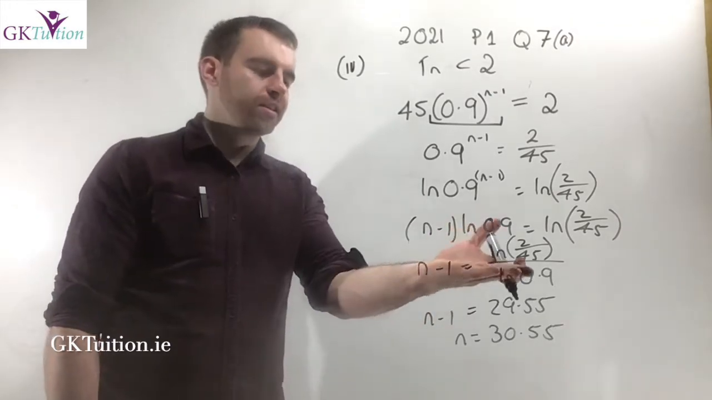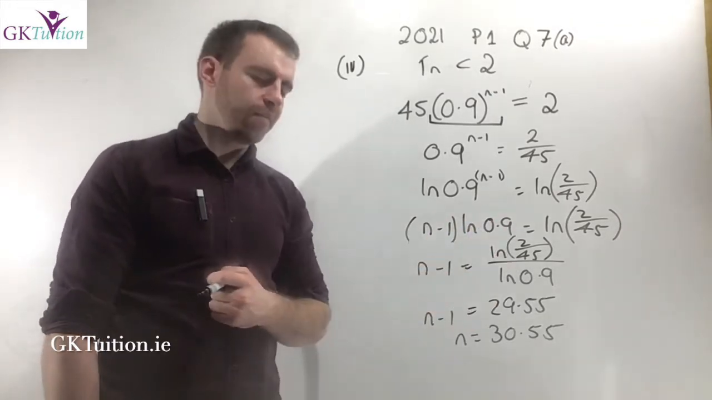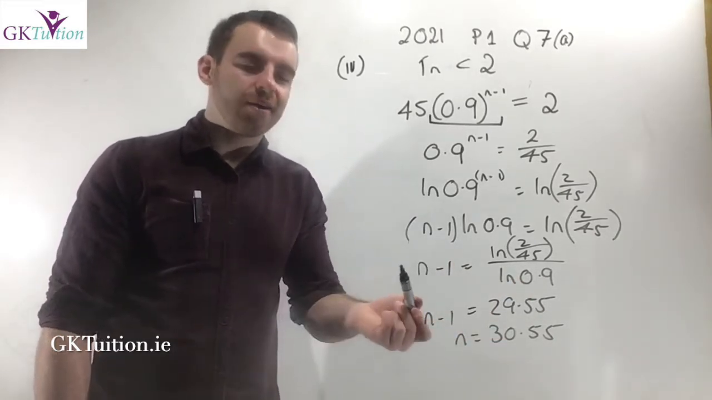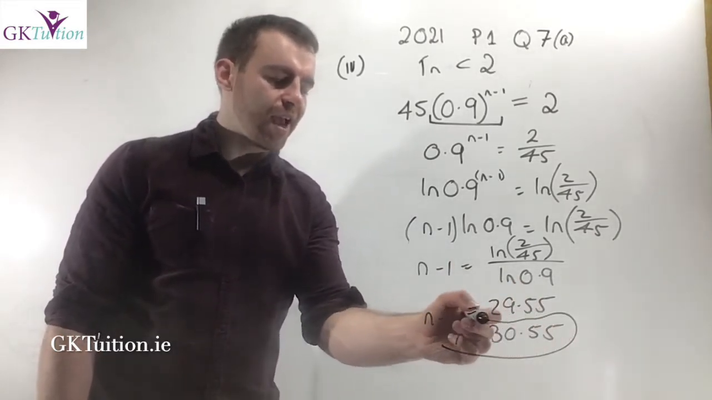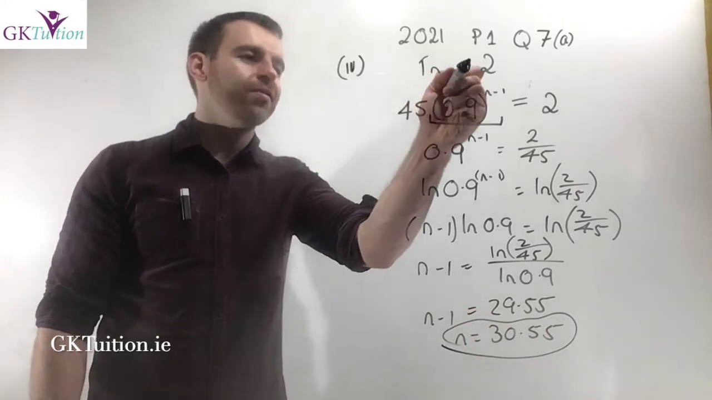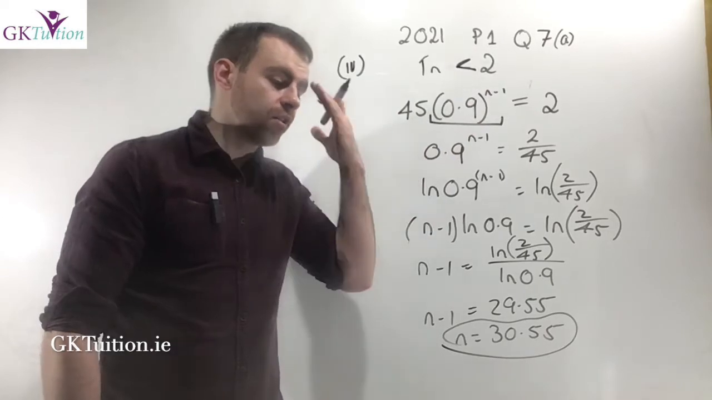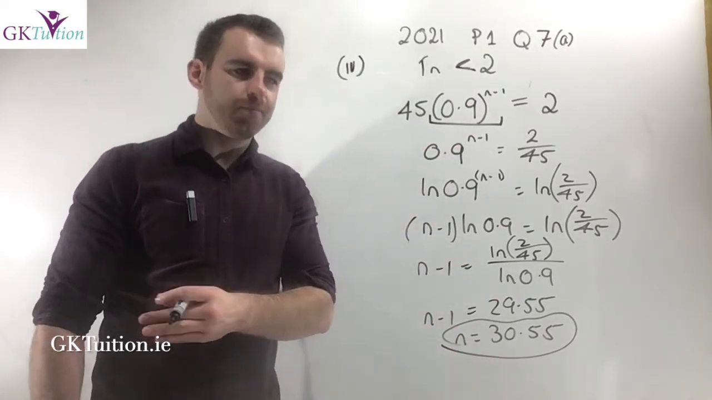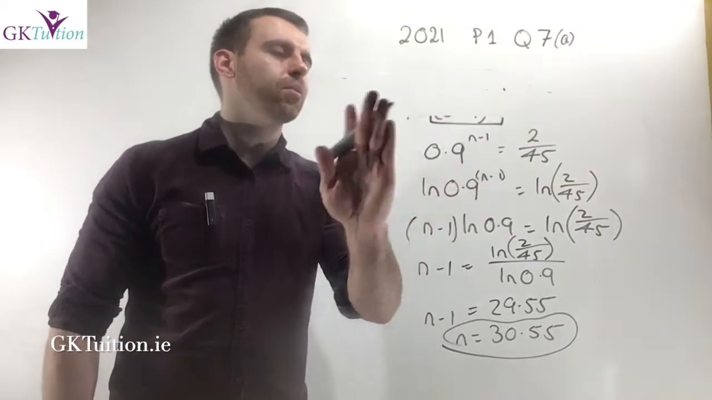So I plugged all of this into my calculator and got 29.55. So n minus 1 equals 29.55, so I add 1 to both sides. That means that n must be equal to 30.55. Now we have to consider, the answer is either 30 or 31 here. I have to figure out, should I round up or should I round down? So let's think about the actual question here.